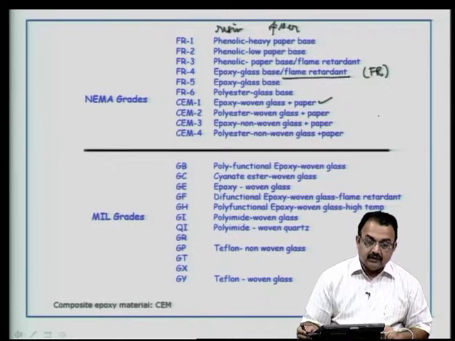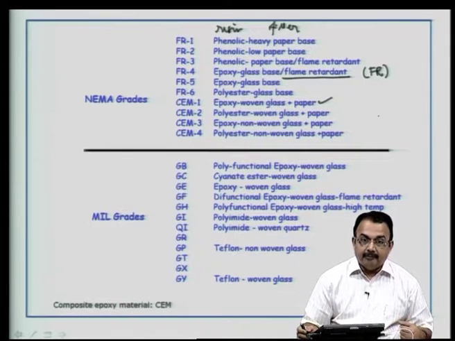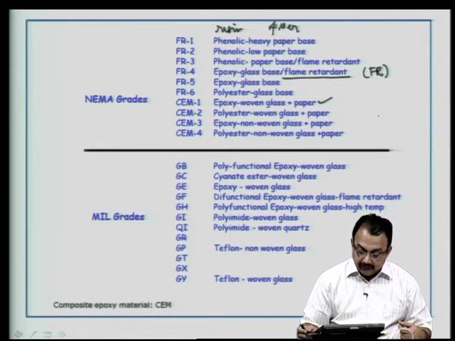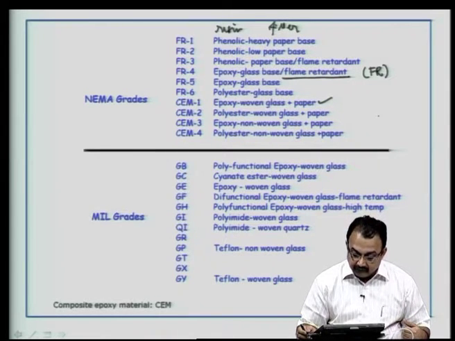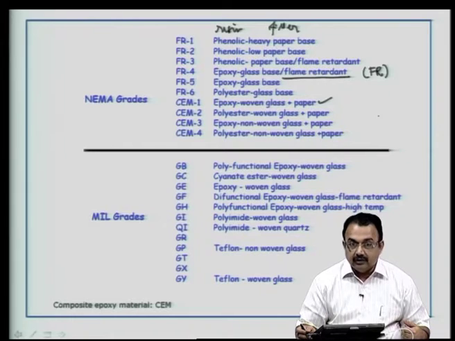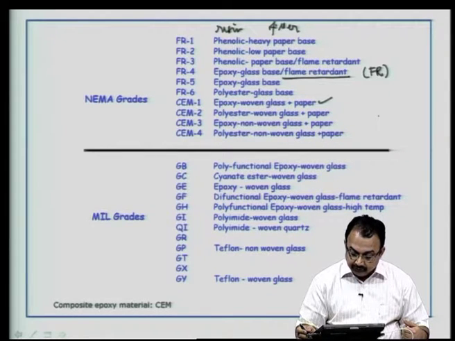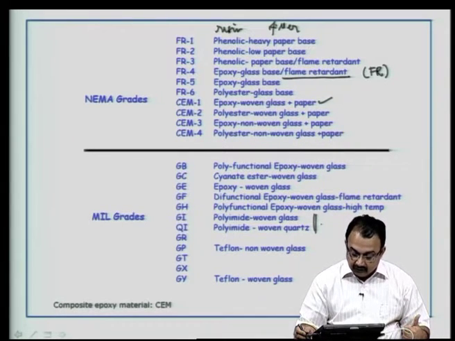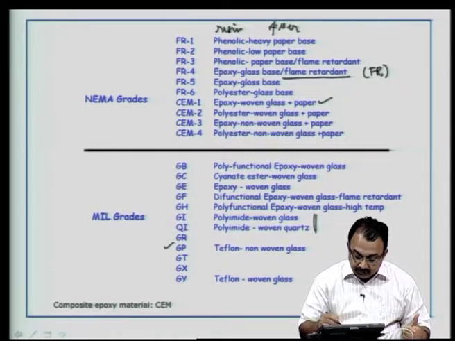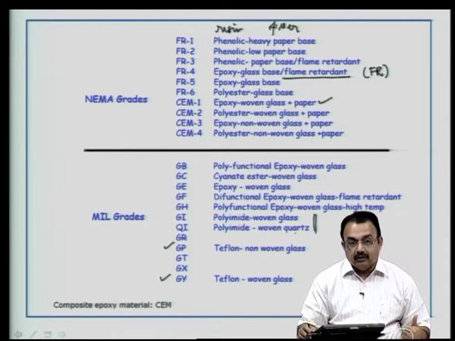So, in certain cases people follow mill grade or buy mill grade copper clad laminates. You have GB, which is polyfunctional epoxy woven glass. Then in polyimide category you have GI and QI. GI means polyimide with a woven glass structure, and QI is polyimide and woven quartz material. For Teflon you have GP and GY and so on.